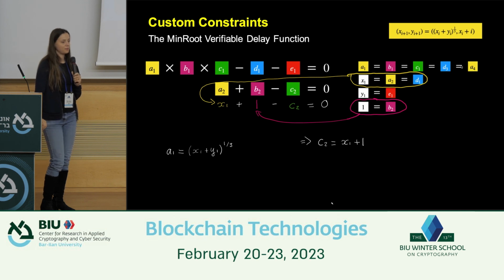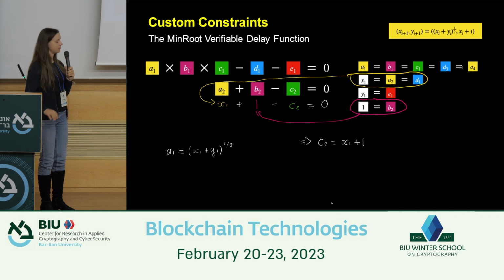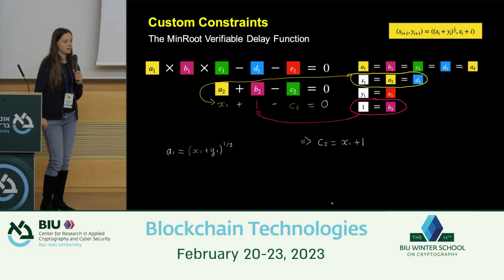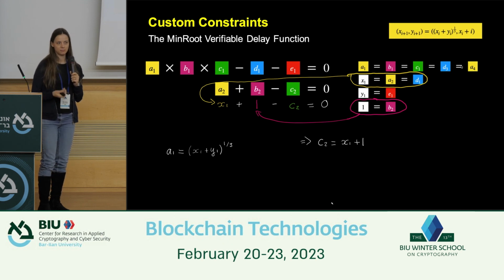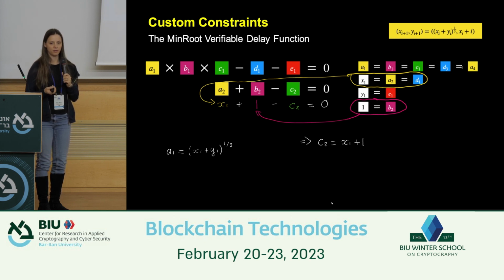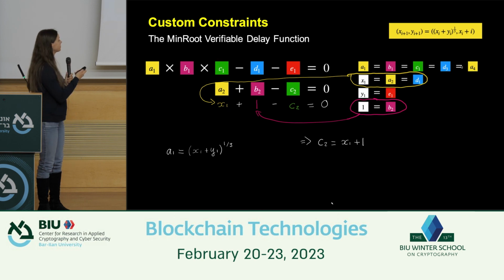And I claim that because this is the case, if you rearrange it, you actually have that a1 cubed is equal to x1 plus y1, which means that a1 is equal to x1 plus y1 to the power of 1/3, which is what you actually need. Because computing cubic powers is very fast, but computing things to the power of 1 over 3 is much slower. So that's what we actually want to use for the delay function.